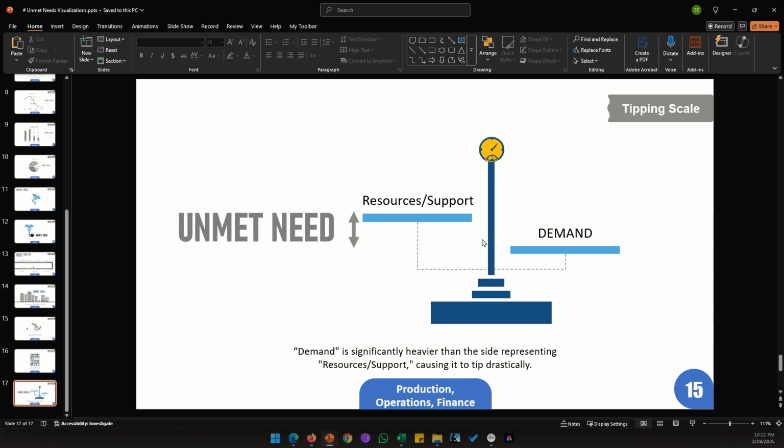The last visualization I have for you is a tipping scale. So we have a weighing scale where the heavier side is demand and the lighter side is resource support. So the demand is clearly outweighing our resources or support. So the difference between the demand and resource support is our unmet need. This is a very versatile visualization, can be used for production, operations, or finance departments. By far, this is my most favorite visualization.